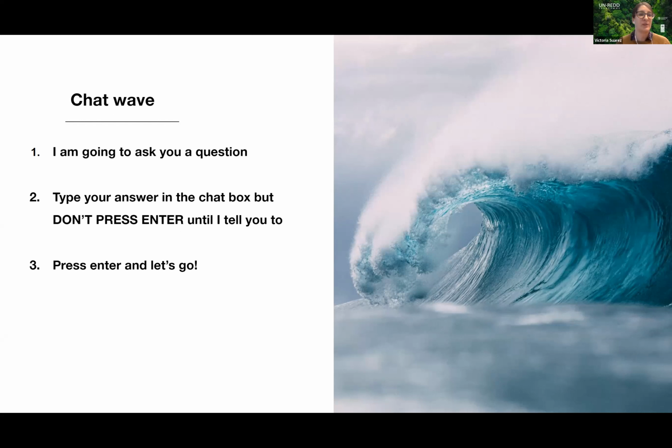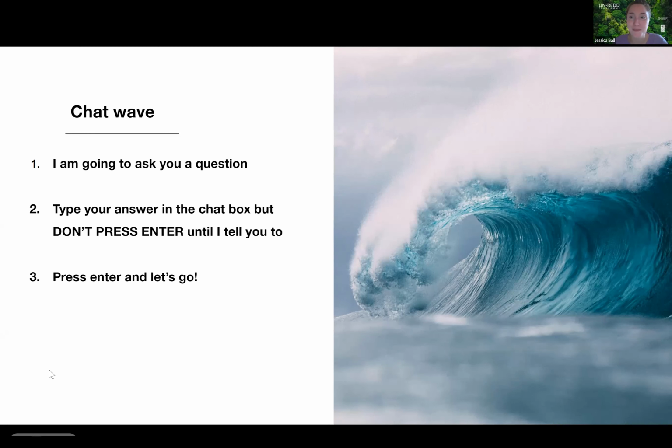Could you put the first question? Well, maybe just to explain if people have not participated in a chat wave before. We will show you a question, but what we would like you to do is type your answer into the chat box, but don't press enter straight away, because we will give everyone 30 seconds to type, and then you'll press enter all together, and then we'll get a wave of answers. So this is how this technique got its name. I will share the question now. Type, but don't press enter until Victoria tells you to.